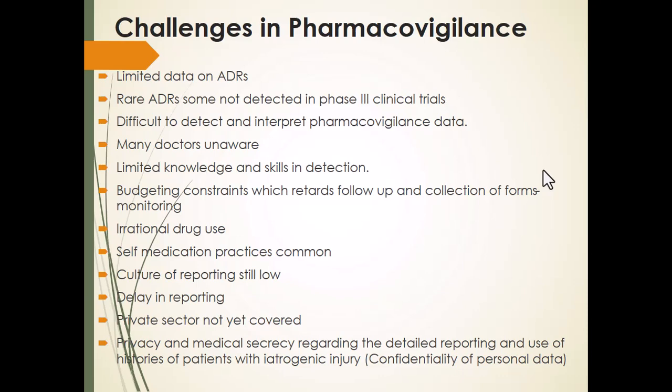What are some of the challenges that you may face in pharmacovigilance? You have limited data on adverse drug reactions. You may not have enough information on an adverse drug reaction. You see that also they are rare adverse drug reactions, some not detected until phase 3 of clinical trials. We already looked at 4 phases of clinical trials, and phase 3 majorly enables these manufacturers or the people carrying out research and development of new products, it enables them to detect adverse drug reactions in phase 3.